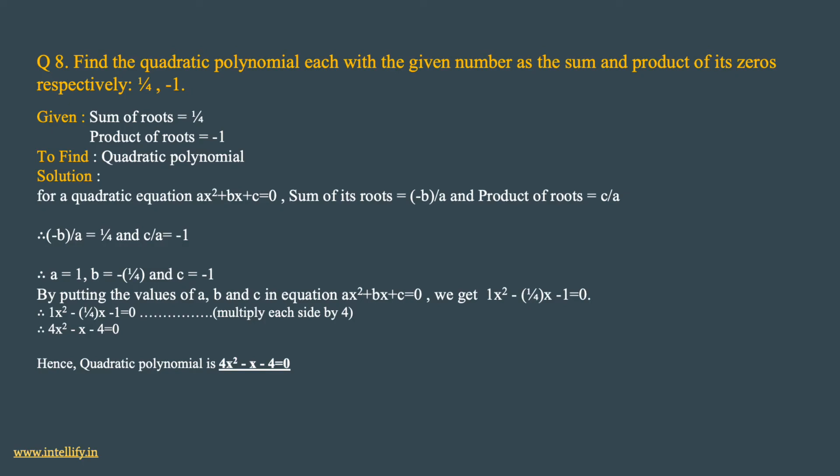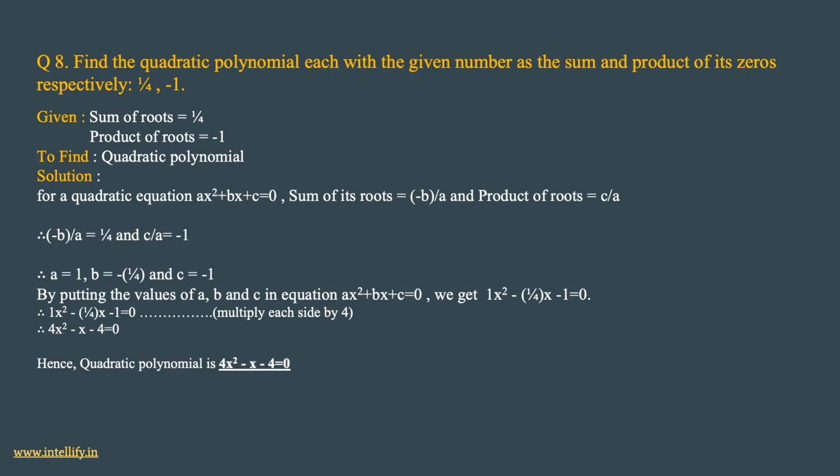Let's discuss the solution. As we know, for quadratic equation ax square plus bx plus c is equal to 0, sum of roots is equal to -b by a and product of roots is equal to c upon a. As we know, sum of roots, which is minus b by a, is equal to 1 by 4, and product of roots, which is c by a, is equal to minus 1. We can get the values for a, b and c. Here we get the values as a is equal to 1, b is equal to minus 1 by 4 and c is equal to minus 1.